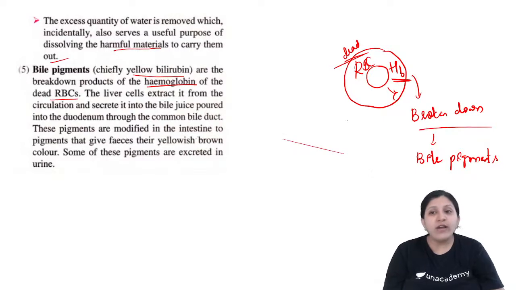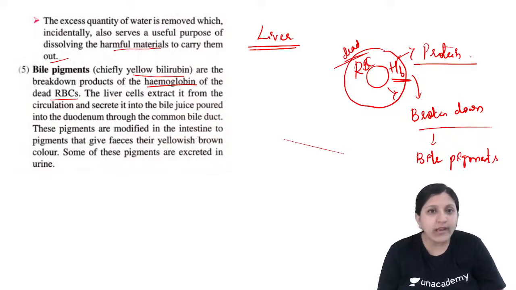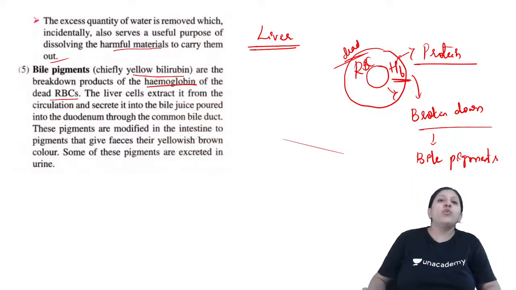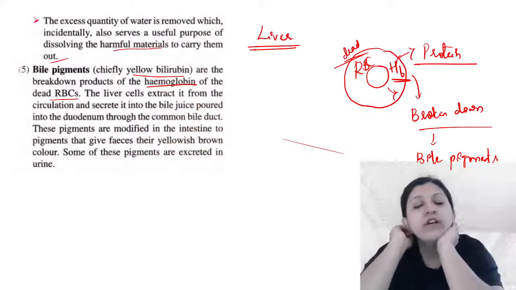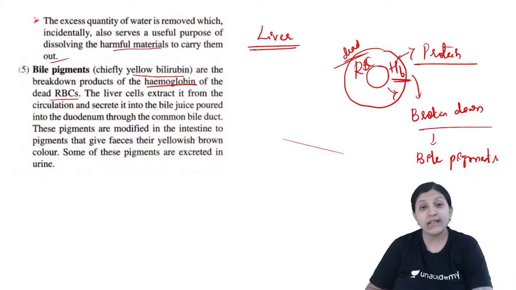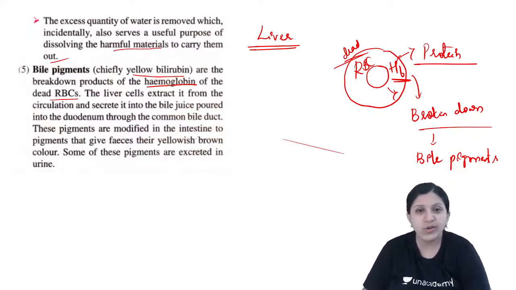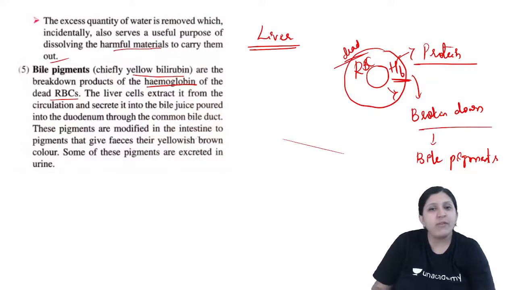So this is again occurring in the liver itself, because hemoglobin is actually a protein, and you know where protein breakdown occurs. Protein breakdown, or many glucose molecules combining to form glycogen, all this is occurring in the liver. So the liver is very important with respect to digestion. The protein in the dead RBC will be broken down and will form the bile pigment.